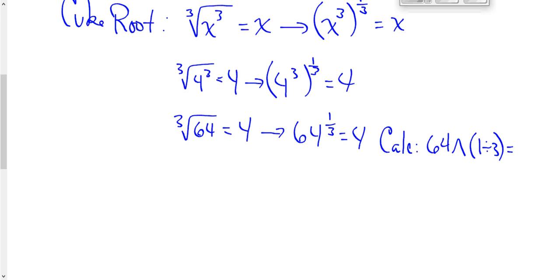Hold on, I'm not done. So we are all able to get 4 here, right? Let's do one more example. Make sure you can do this correctly.